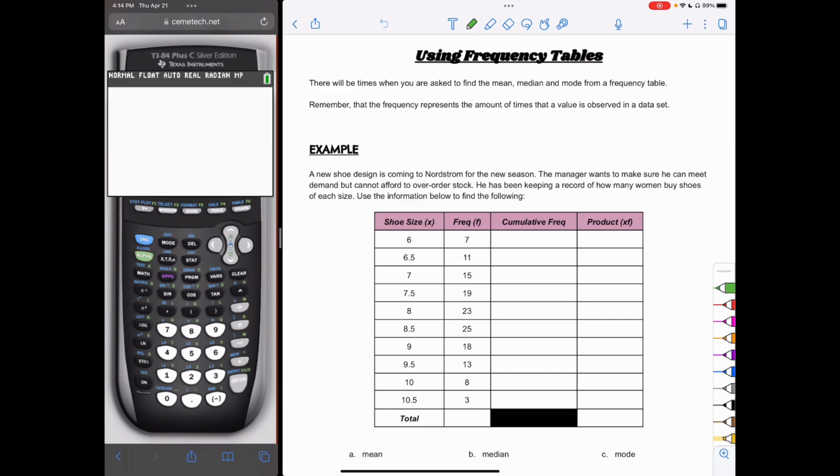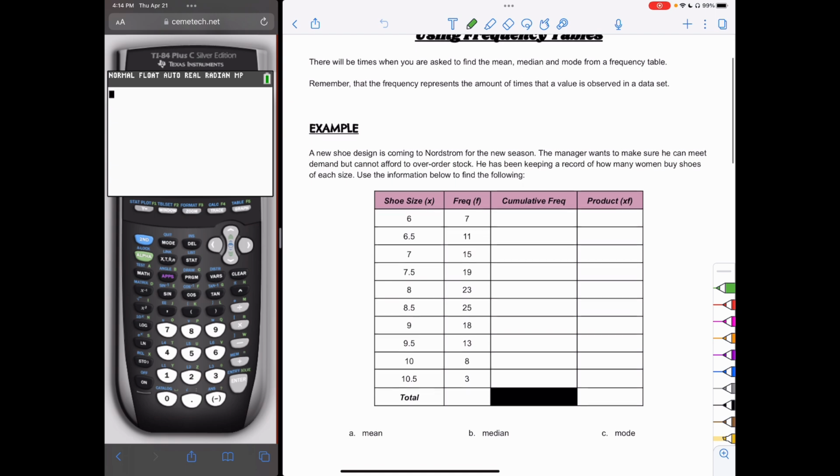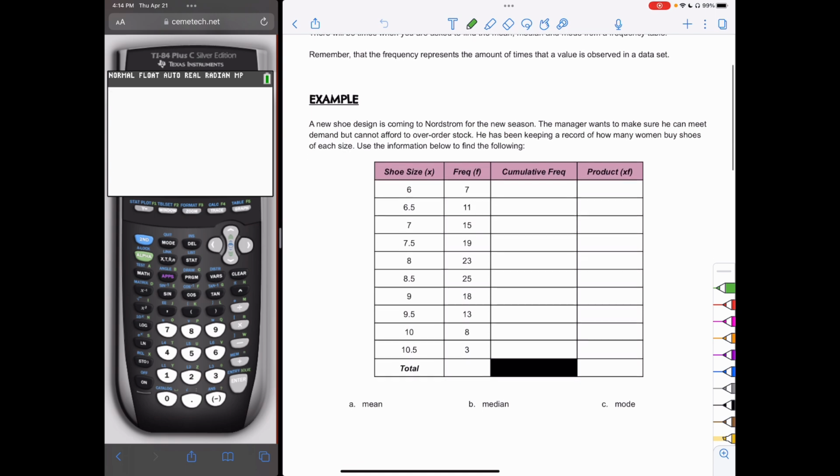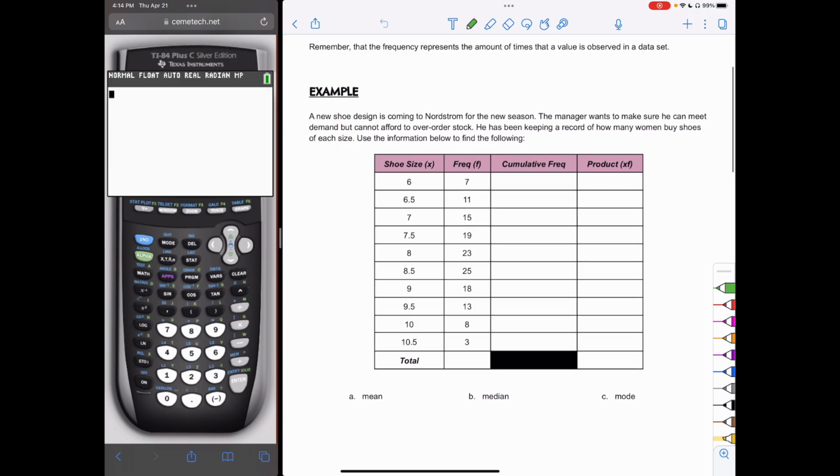So let's go right into an example. It says a new shoe design is coming out to Nordstrom for the new season. The manager wants to make sure that he can meet the demand but cannot afford to overorder stock. He has been keeping a record of how many women buy shoes of each size. Use the following information to find the mean, median, and the mode.